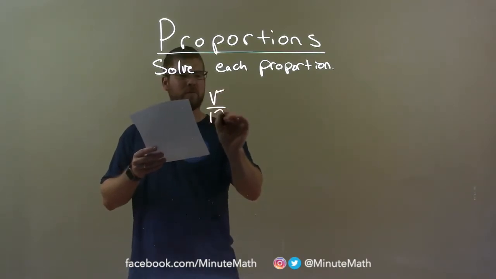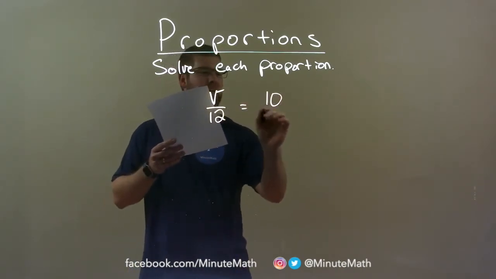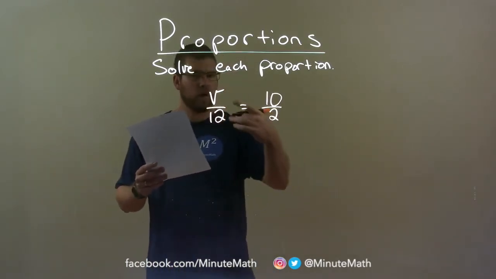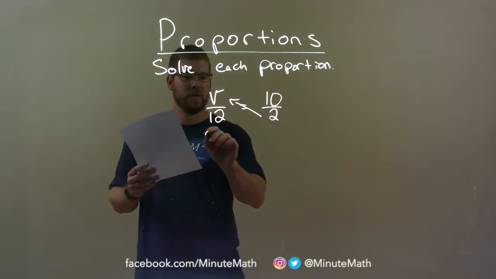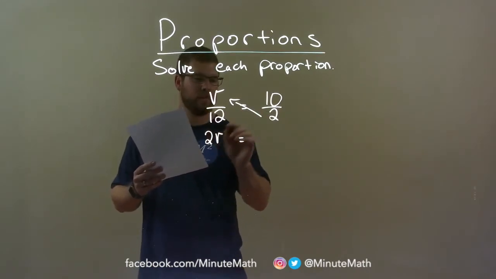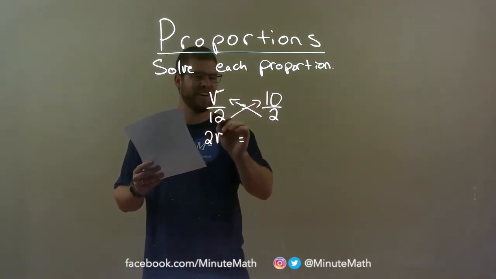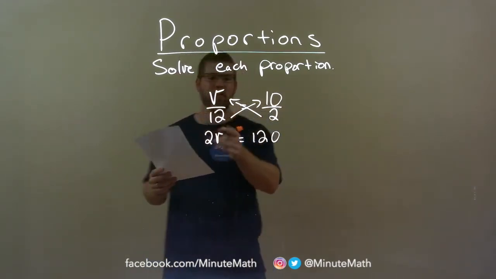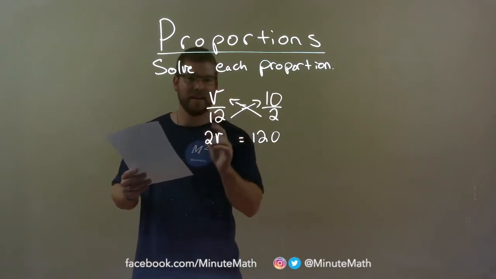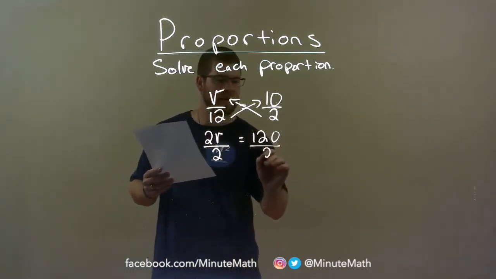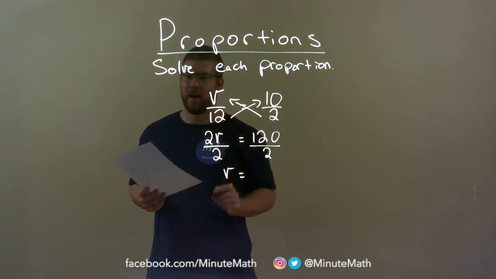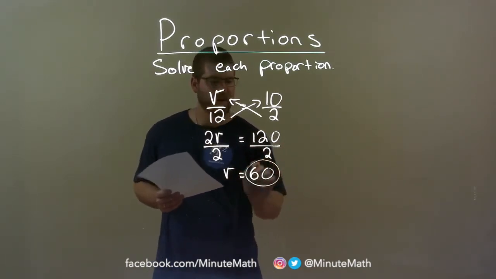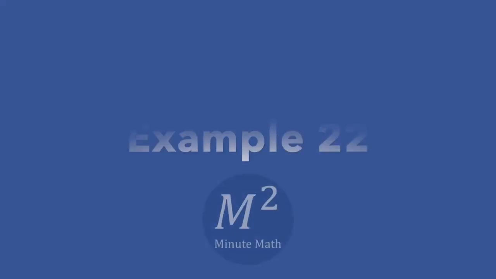v over 12 equals 10 over 2, okay? Well, first thing I want to do is cross multiply. 2 times v is 2v. That's a v. It's a weird v, right? 12 times 10 is 120, okay? So I have 2v equals 120. Then to get v by itself, I divide both sides by 2. v here is now by itself. 120 divided by 2 is 60. And so my final answer here is just 60.